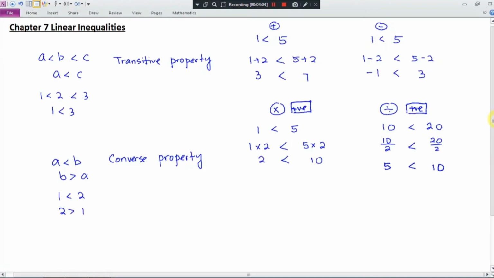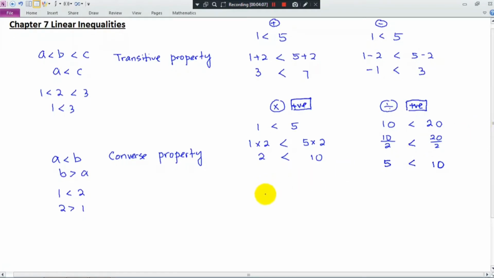Okay, but now here you have to be careful. When you multiply a negative number for both sides, let's look at this. 1 is less than 5, right? If I multiply a negative number, let's try negative 2. Multiply negative 2 for both sides. So here will give you negative 2, and this will give you negative 10. So if you cannot determine which one is bigger, right?